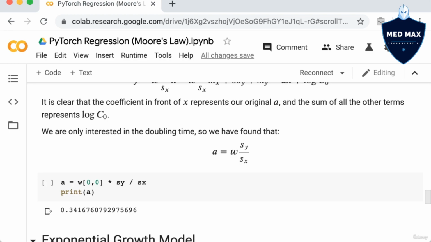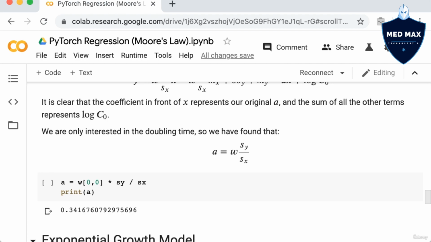Alright, so the next question we want to ask is, what is the value of a? Luckily, we know w, we know sy, and we know sx. So we can just plug them in to find a. Remember that w is a two-dimensional array holding a single value, so in order to retrieve this value, we have to index w twice, at row 0 and column 0. We see that we get another sort of strange number, 0.34.